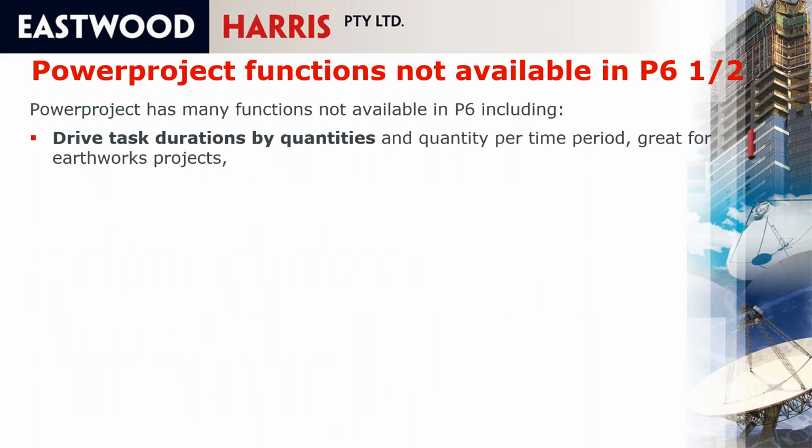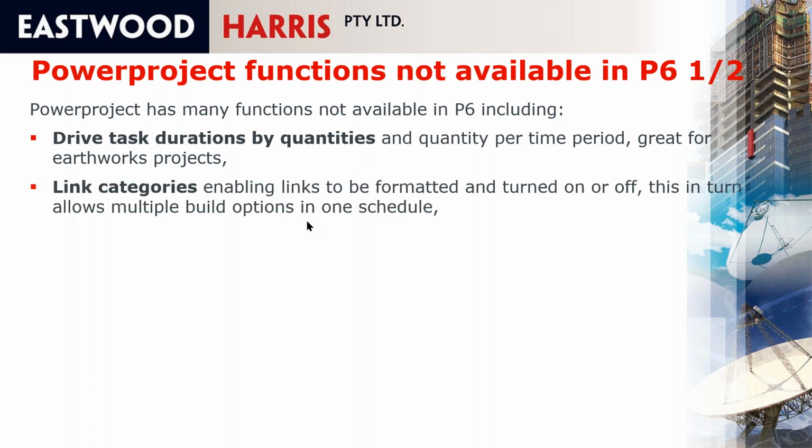So here are some of the functions available in Powerproject, not available in P6. It is able to drive task durations by quantities. These are not resources, so I've got 10,000 cubic meters at 80 cubic meters per hour, and Powerproject will calculate the duration of the activity. It has link categories, so you can color and turn on or off relationships between activities. As I said, Powerproject calls them links and not relationships. It has the ability to draw links with leads or lags graphically.